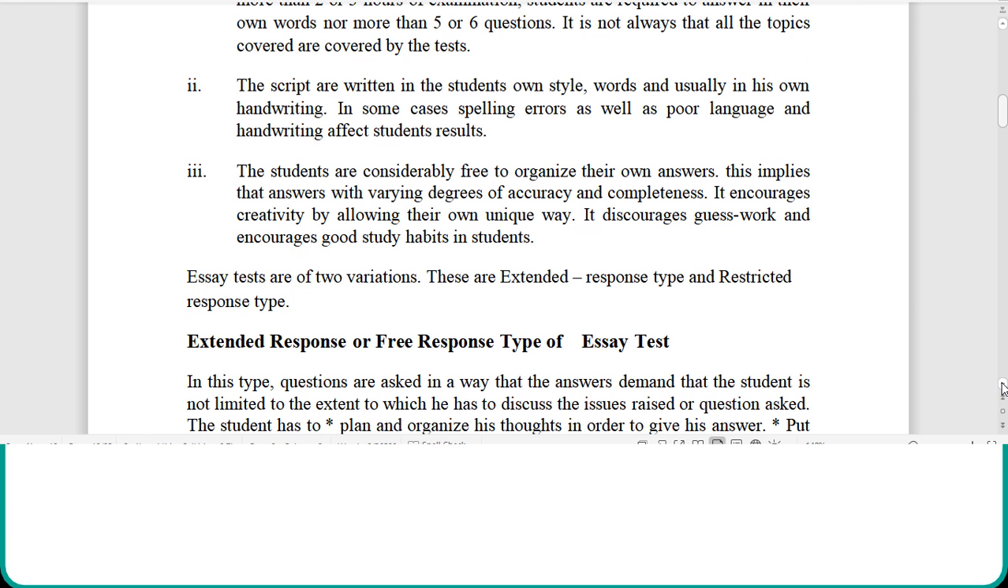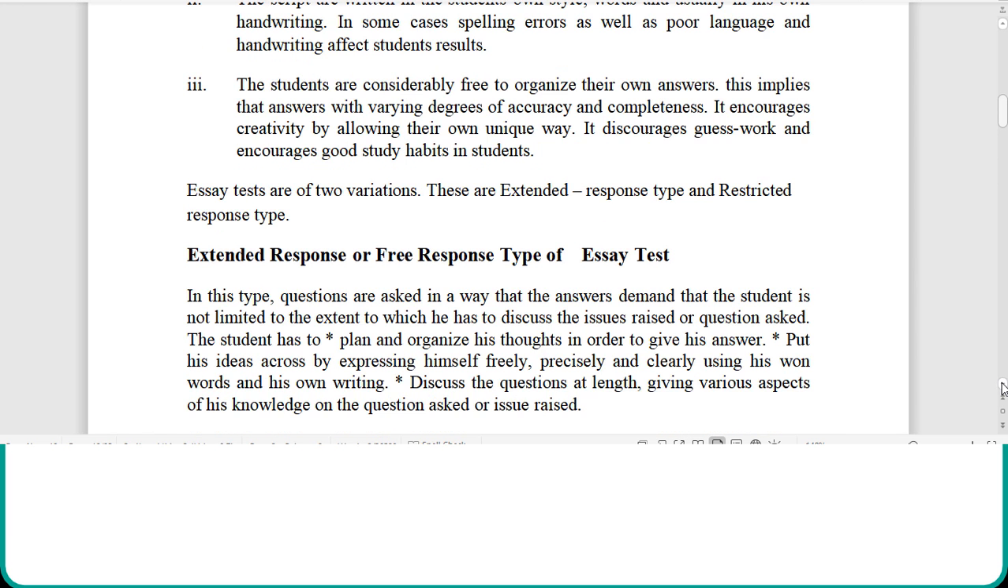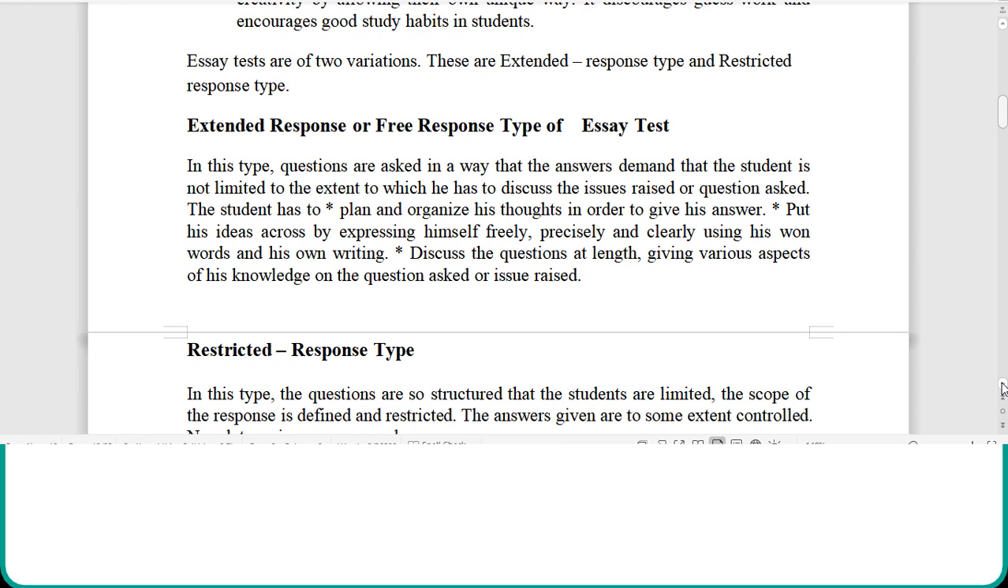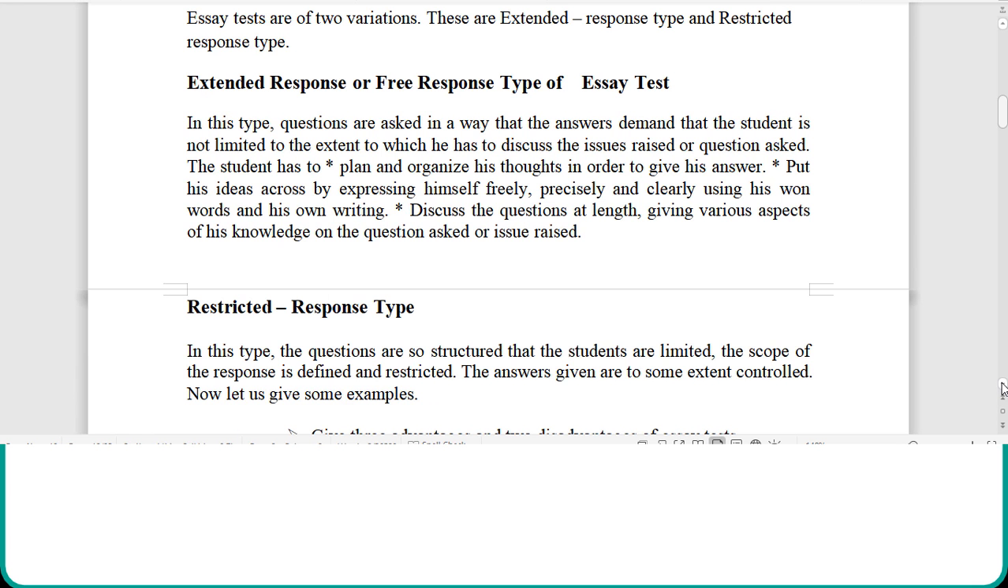The students are considerably free to organize their own answers. This implies that students answer with varying degrees of accuracy and completeness. It encourages creativity by allowing their own unique way. It discourages guesswork and encourages good study habits in students. Essay tests are of two variations. These are extended response type and restricted response type.